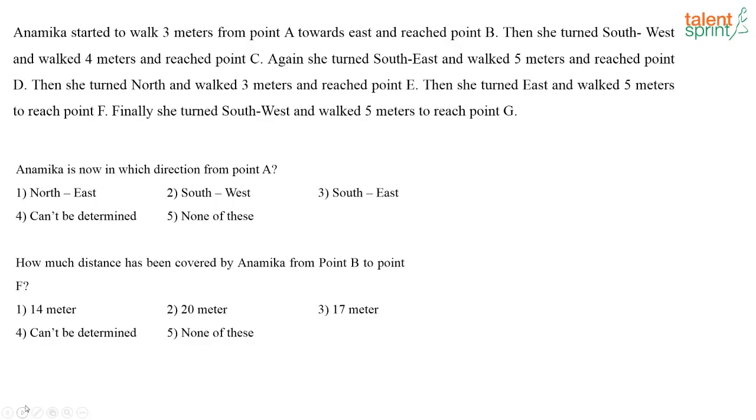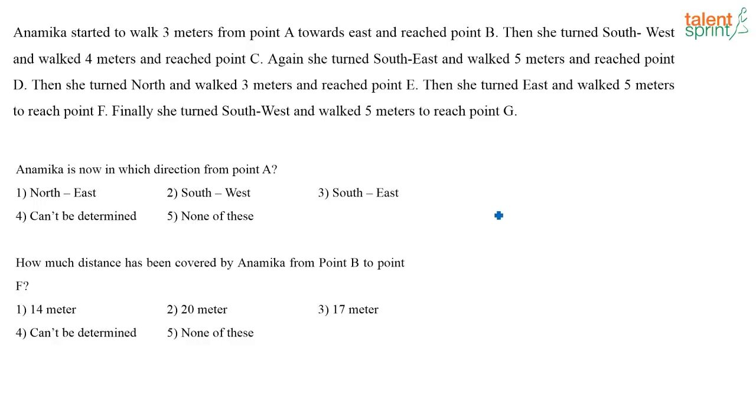Next question. Anamika started to walk 3 meters from a point A towards east and reached a point B. So some information about her walking is given, and based on that questions are asked. So a question on directions. Again, this was a fairly easy question on directions. There was one more set on directions that was also fairly easy. Okay, let us try to solve it.